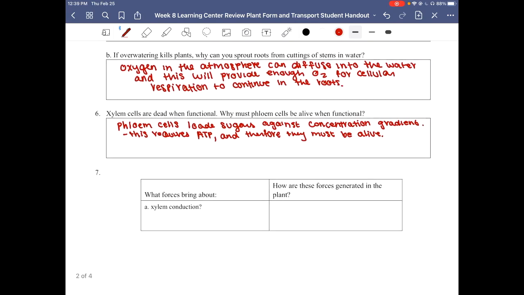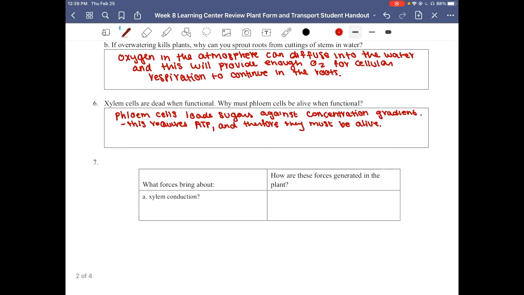Okay, next, we're going to be looking at the forces. So in conduction, the major force is negative partial pressure. So this is what's going to allow them to be moving from one place to another. And it's generated in the xylem.